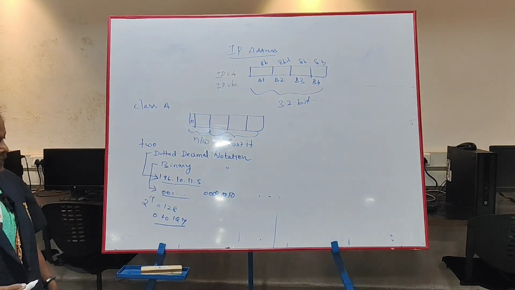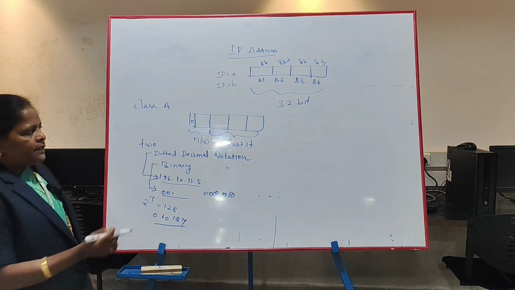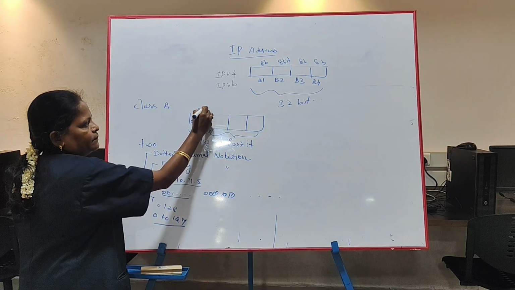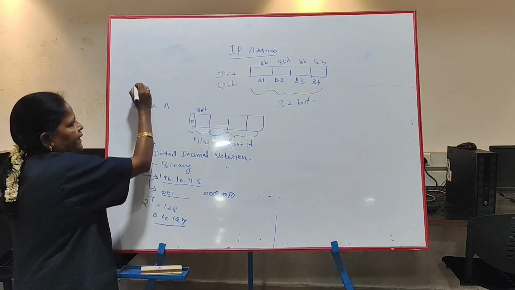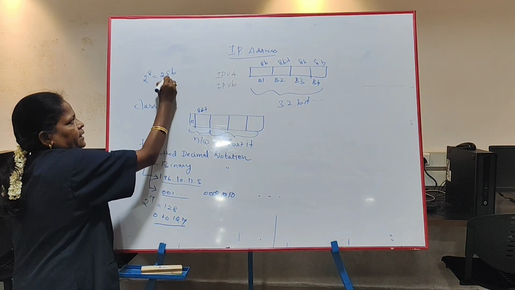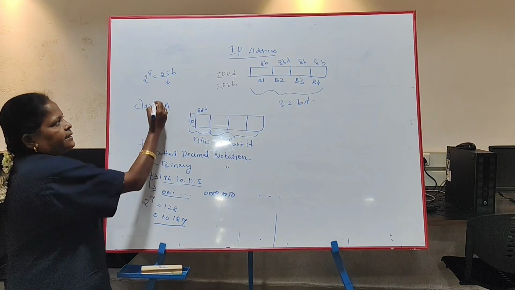Comes under what, class A? Already we know that each byte consists of what? 8-bit data. So 2 to the power 8 equals what? 2 to the power 8 equals 256. How can we range 256 here?